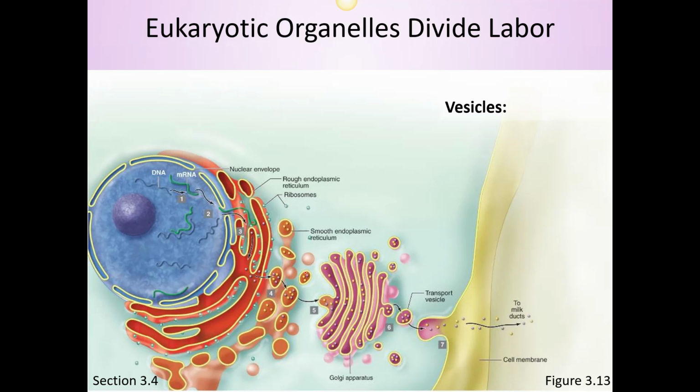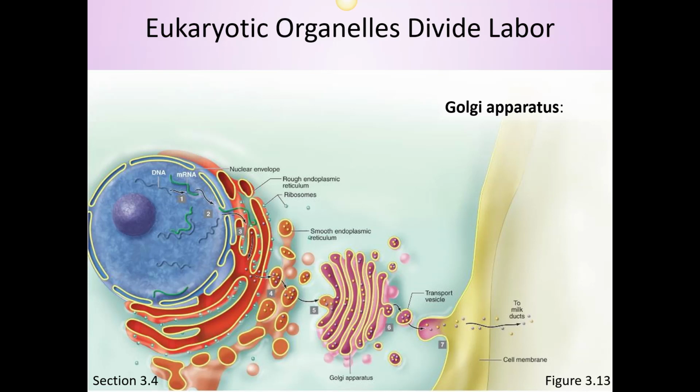Vesicles are transport vehicles. So vesicles are membrane-bound organelles that transport substances around in a cell. And then we have the Golgi apparatus. The Golgi apparatus packages and modifies substances to be shipped out of the cell.